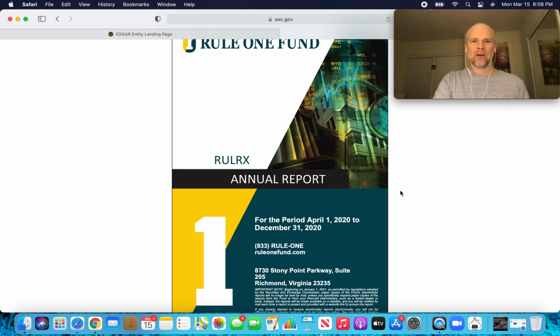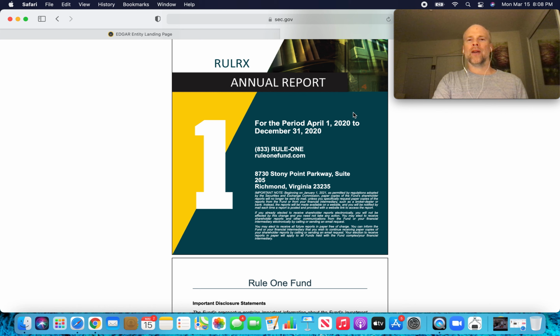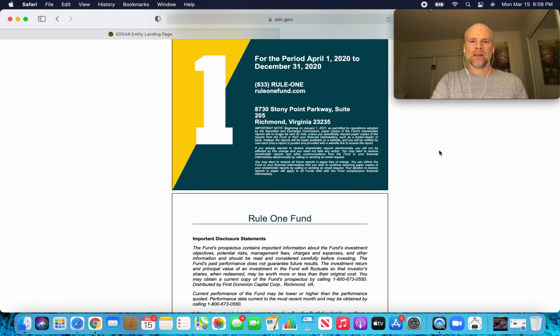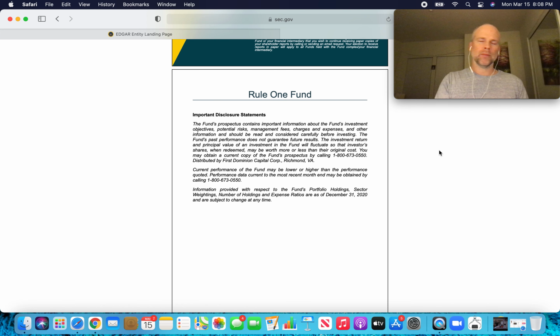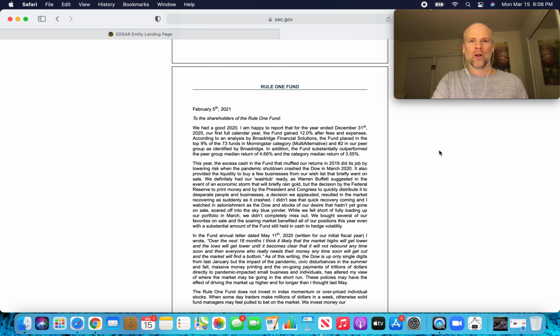And you can see here, RULRX, Annual Report, the Rule 1 Fund Annual Report. Now this is interesting. It's for the period April 1st, 2020 to December 31st, 2020. So it says annual report, but it's really just covering three quarters. And I think the reason for that is that Rule 1 Fund changed kind of when their year end is, for whatever reason, not too long ago.